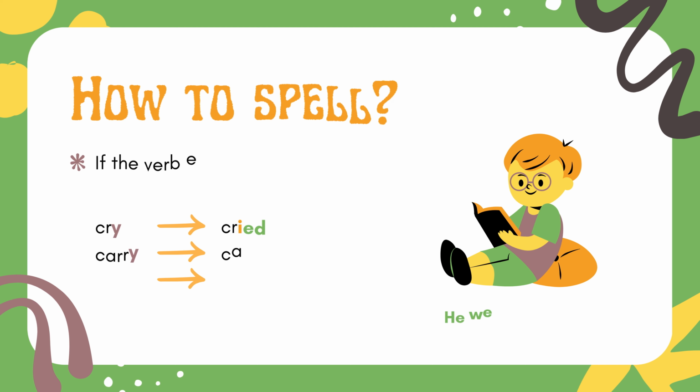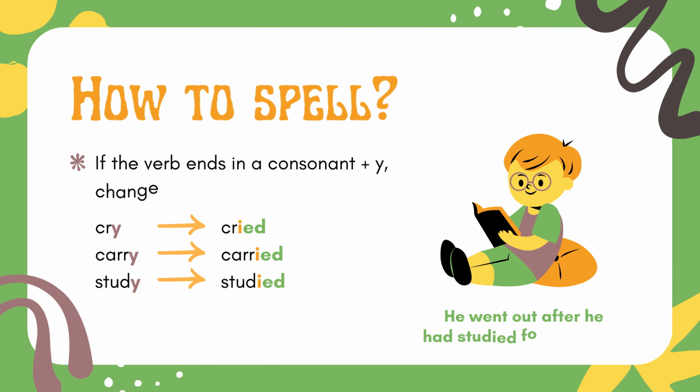How to spell: if the verb ends in a consonant plus y, change the y to i and add ed. Cry, cried. Carry, carried. Study, studied. He went out after he had studied for the exam.